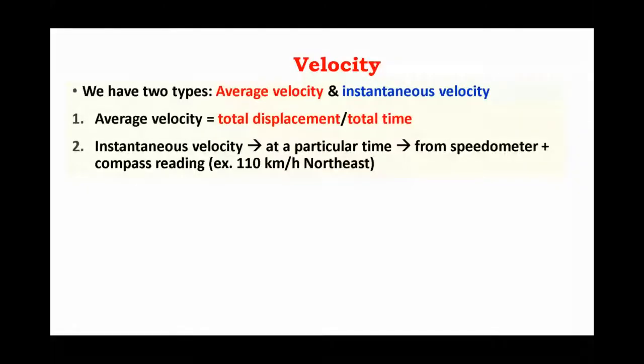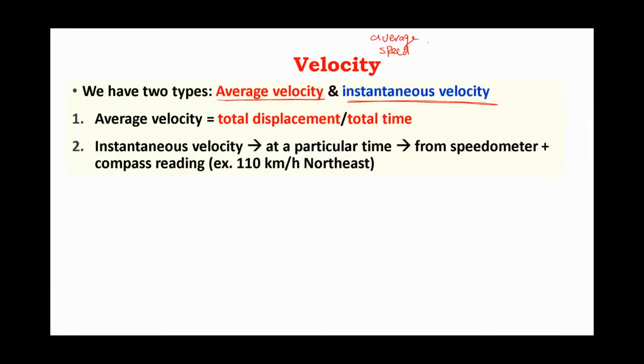We have two types of velocities: average velocity and instantaneous velocity. We said last time that there was the average speed and the instantaneous speed. What was the average speed, guys? Do you remember? Yes, Omar?